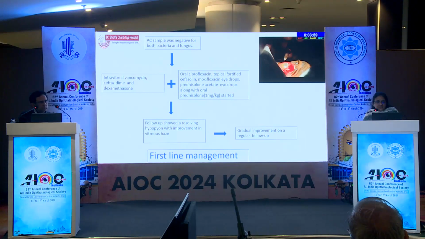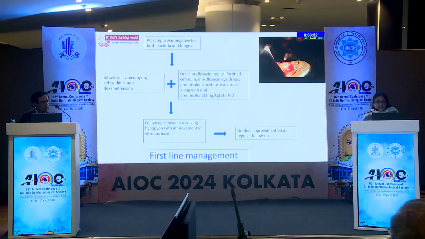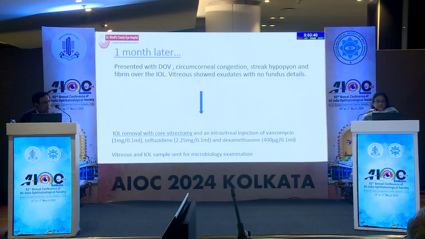An intravitreal injection of vancomycin and dexamethasone was given, and the patient was started on oral antibiotics and oral steroids. The patient started resolving and showed a response to the treatment, which was provided as first-line management without any microbiological backup. There was a gradual improvement in the condition of the patient. One month later, the patient again presented with diminution of vision and circumcorneal congestion, streak hypopyon, fibrin over the IOL, and the vitreous showed exudates with no fundus details seen.